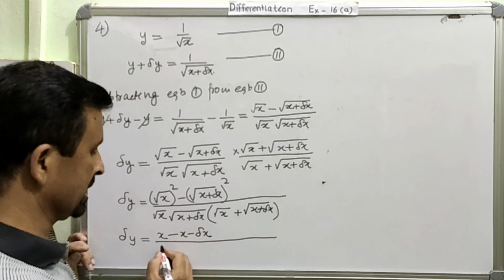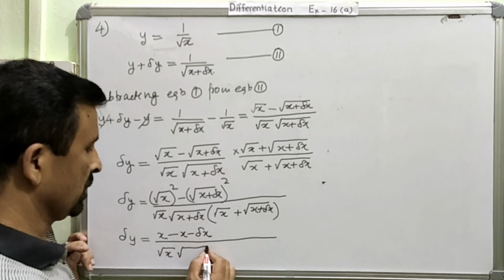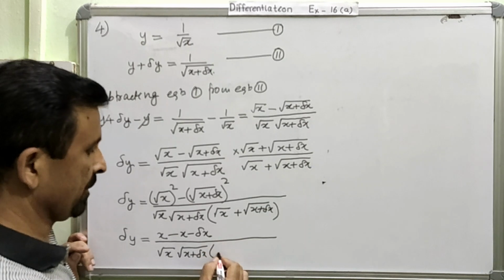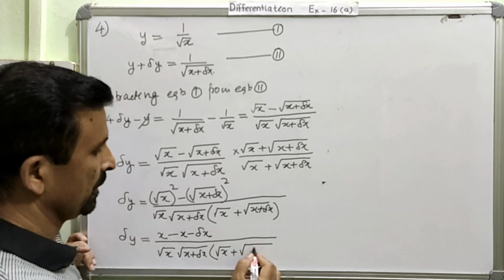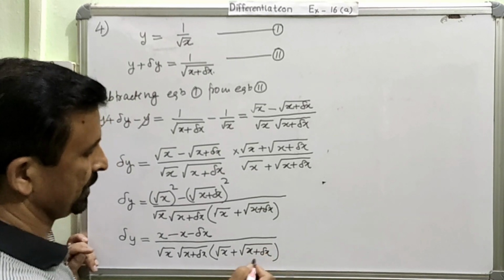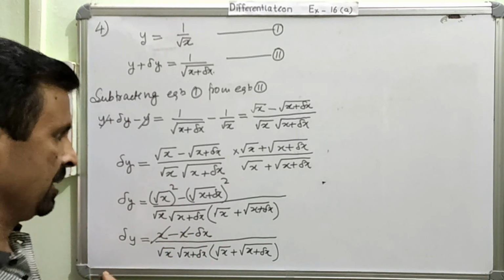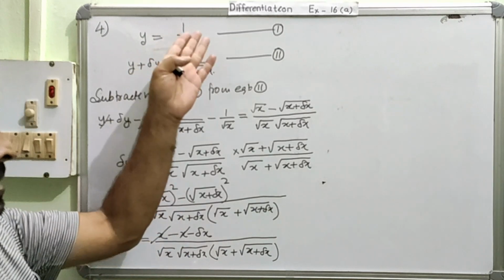Denominator as it is, root of x into root of x plus delta x, in the bracket root of x plus root of x plus delta x. Am I clear? Now this x and this minus x is cancelled, right? So see here, till now we are done with 3 steps.